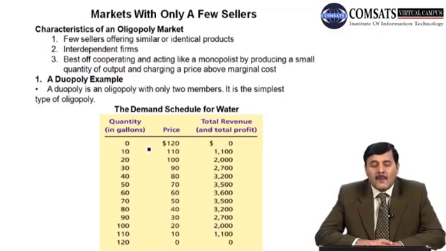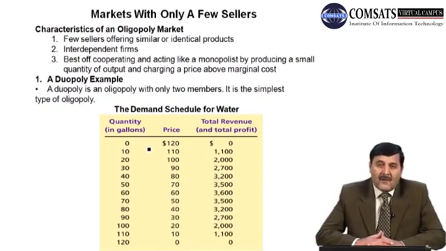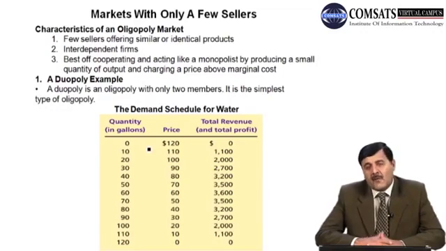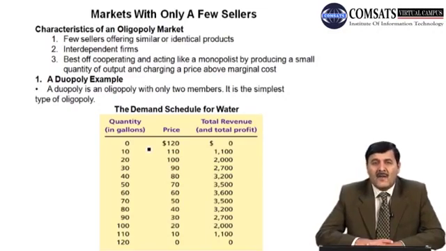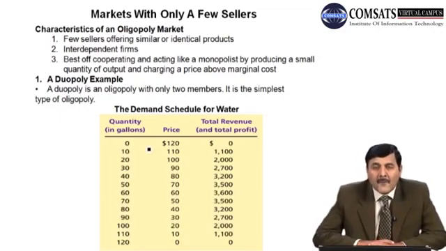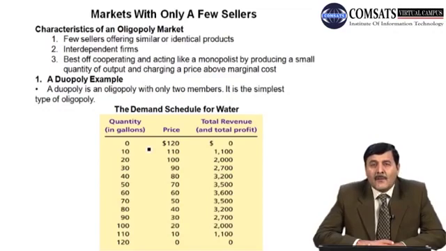Number three, they will be better off if they cooperate and act like a monopolistic firm, and they charge a price greater than marginal cost and produce less quantity, charge higher prices, and their profit will be more. But they will be even worse off if they don't cooperate and each makes its own decision out of self-interest. They will be better off only if they cooperate, charge higher prices, sell less quantity of output, and get higher profit.